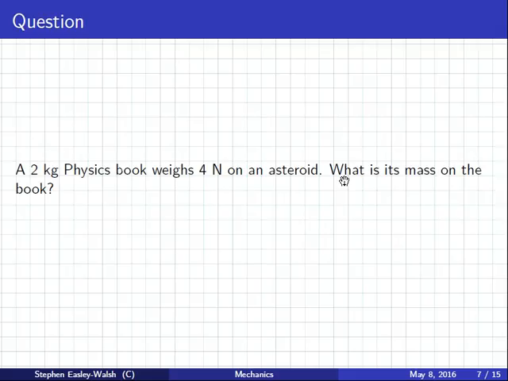A 2 kilogram physics book weighs 4 newtons on an asteroid. What is the mass of the book? Correct. I'm trying to trick you here. It's 2. Mass is always 2. It doesn't matter what's going on.